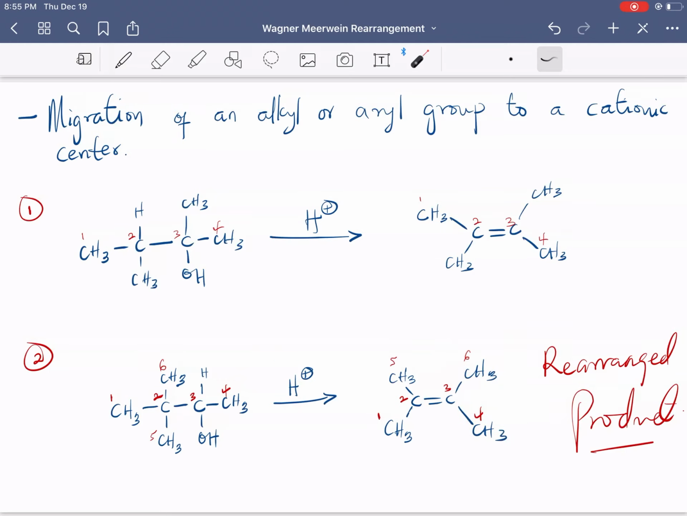Now if we look closely, we realize that carbon 2 here has carbon 5 and then carbon 6 attached to it, whereas carbon 2 here only has 5 attached to it, besides the one that is in both sides. Carbon 6 that was attached to carbon 2 is now attached to carbon 3 in the product side. So clearly this is an example of a rearranged product, and this is an example of the Wagner-Meerwein rearrangement.